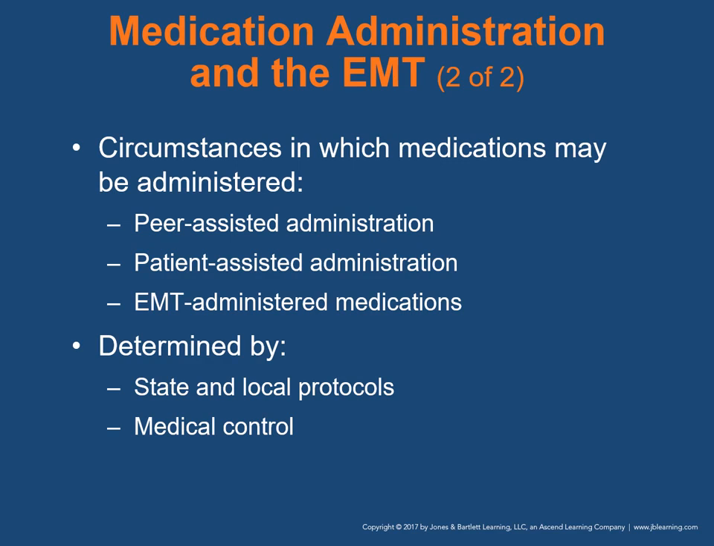The circumstances are, A, peer-assisted administration. In other words, you administer a medication to yourself or your partner. Or B, you were exposed to a toxic agent, typically an auto-injector form. Patient-assisted administration is where you assist the patient with administering his or her own medication. Examples would be nitroglycerin, EpiPen, auto-injectors, or MDI bronchodilators.